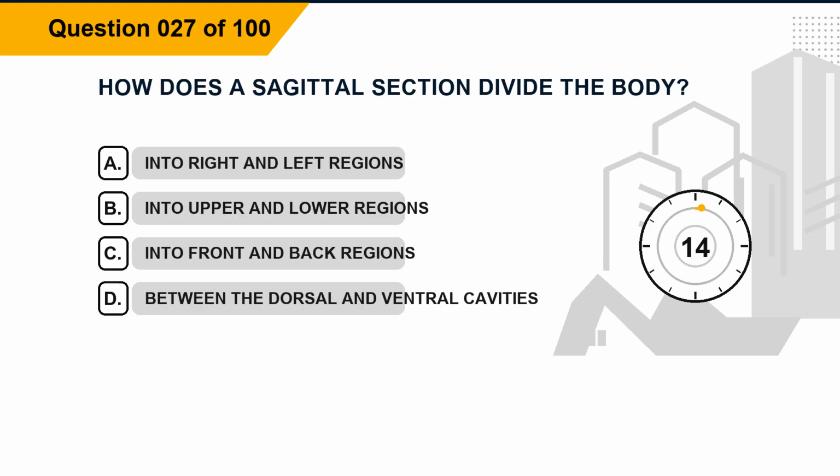Question 27. How does a sagittal section divide the body? Option A, into right and left regions. Option B, into upper and lower regions. Option C, into front and back regions.